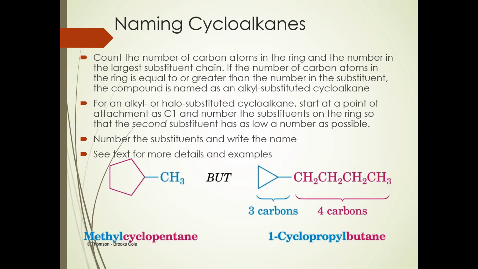For an alkyl or halo substituted cycloalkane, start at the point of attachment as C1 and number the substituents on the ring so that the second substituent has as low a number as possible. Number the substituents and write their names. See the text for more details down there.